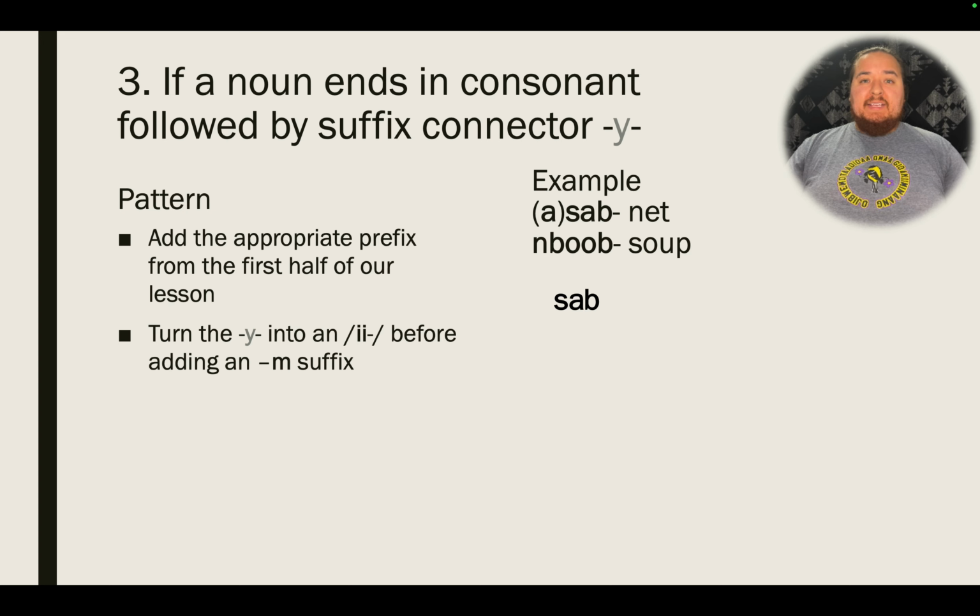So sub has that secret vowel sound in front. We're going to re-stress. Because it's a vowel sound, we're going to bring back our D prefix. Next, we're going to add our pronoun prefix, which is an N sound. So we're going to turn our Y suffix connector into a double I when we add the M suffix.